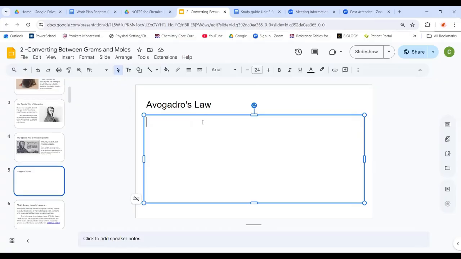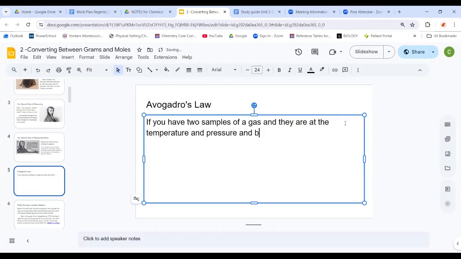All right, so Avogadro's law says if you have two samples of a gas, and they are at the same temperature and pressure, and both samples are in containers of the same volume.